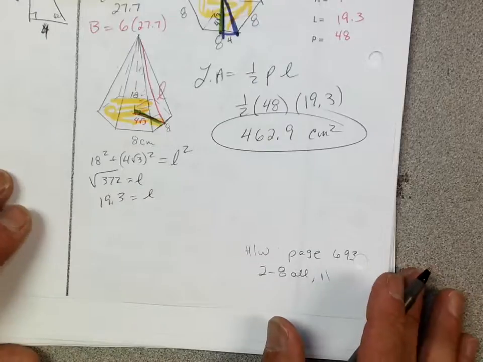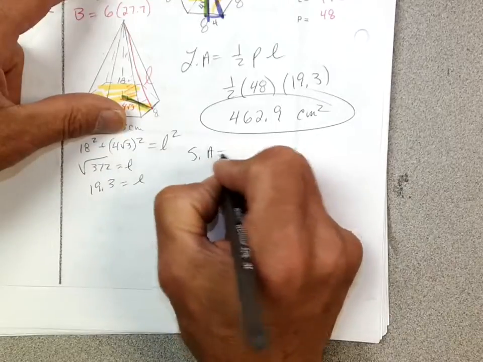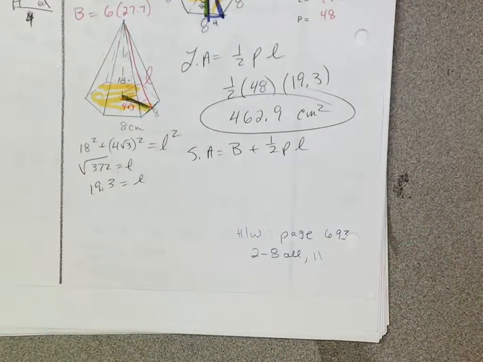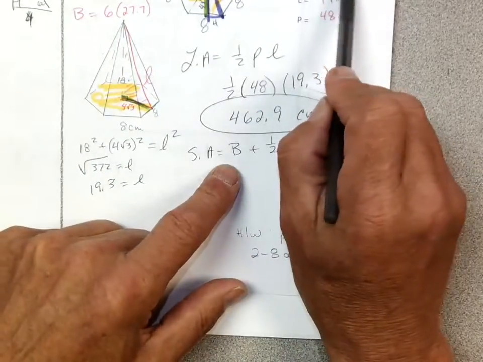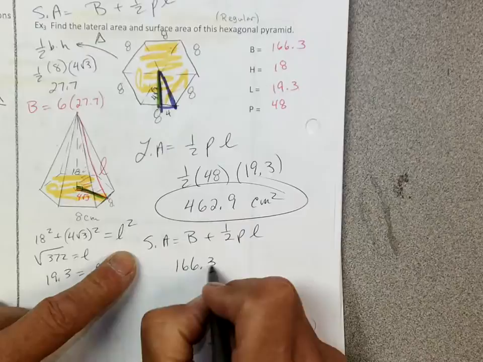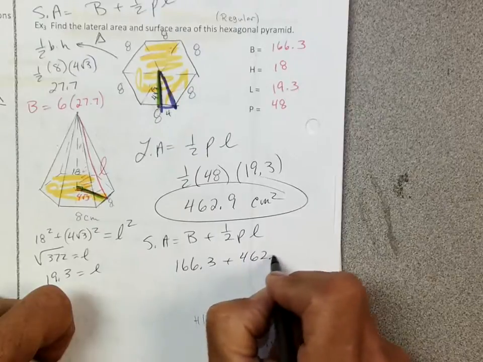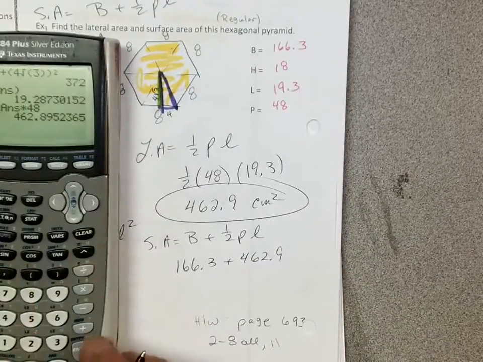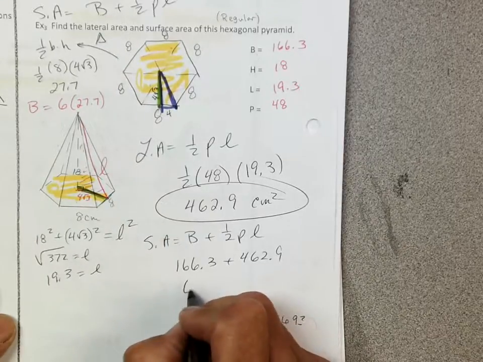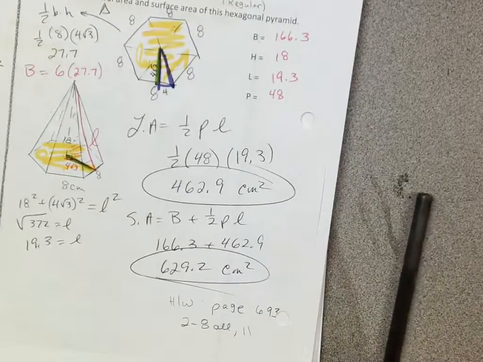And then I've got to find the total surface area. Well, that formula is just the surface area is equal to B plus 1/2 PL, right? Okay, we can do that. Area of the base, I found that already, 166.3. Plus 1/2 PL, I already did this, that's my 462.9. Let's add them all together. Plus 166.3 turns out to be 629.2 centimeters squared.